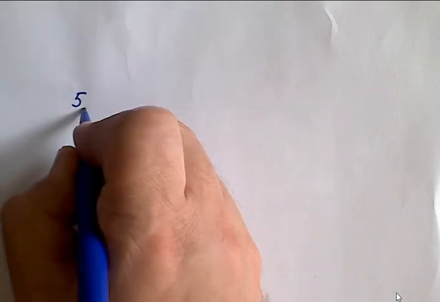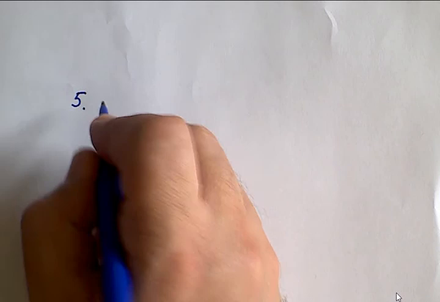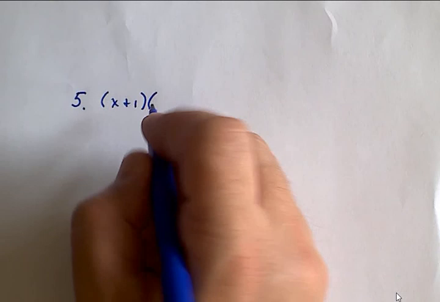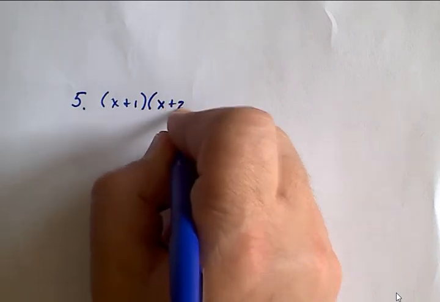So number 5 says x plus 1 times x plus 2 times x plus 3.